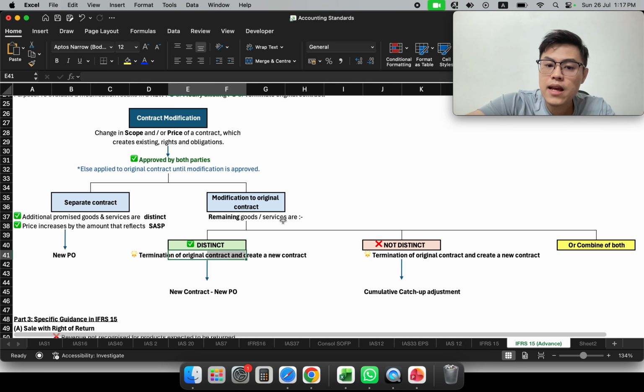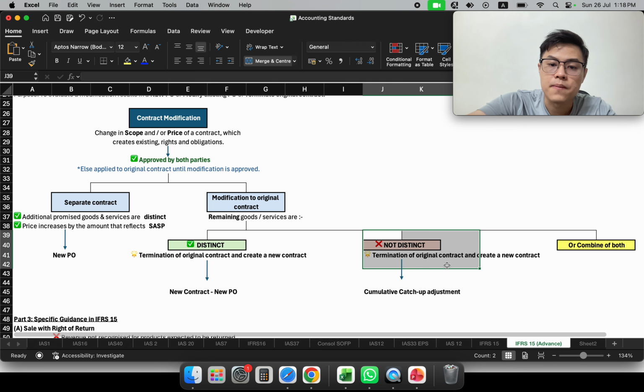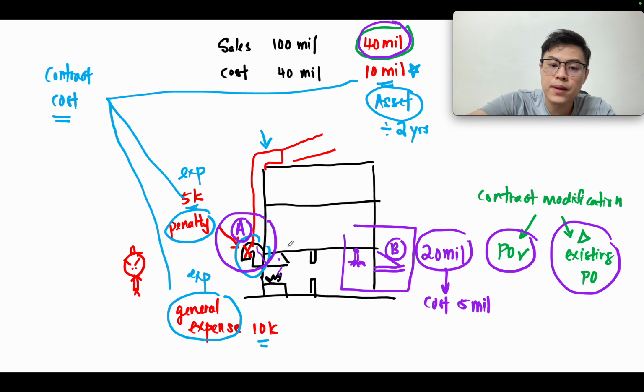But if, let's say, the remaining goods and services are not distinct, meaning they are linked together with the old one. I told you already, the cooker hood fire here, the exhaust will be going up. Therefore, without the extensions of this, these two things cannot function. Therefore, they are closely related to the remaining goods and services, and this scenario will fall under not distinct. And we will need to follow the cumulative catch-up basis. But if it is distinct, then this old contract will be terminated and a new contract will be coming out.